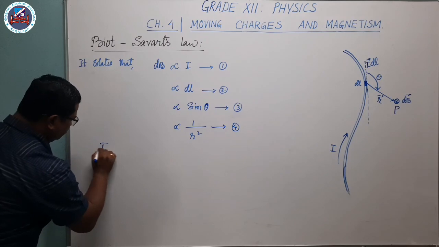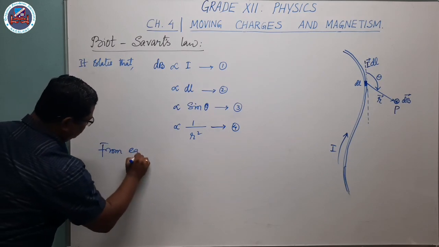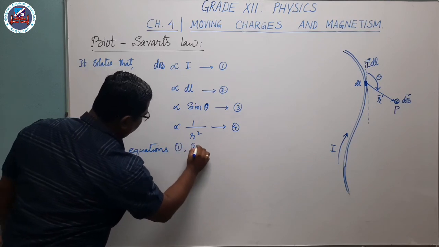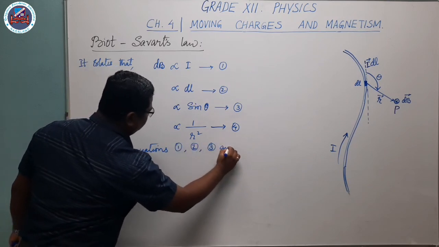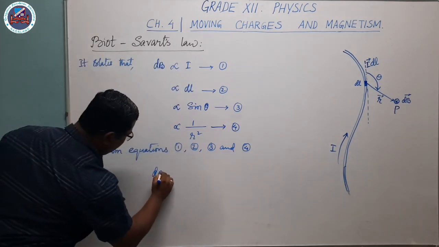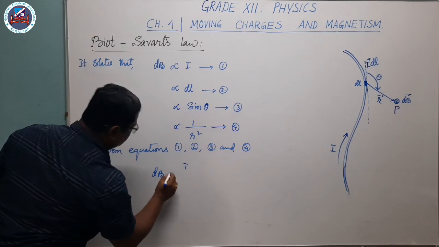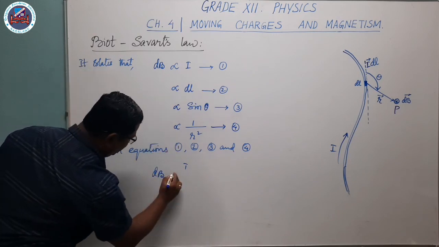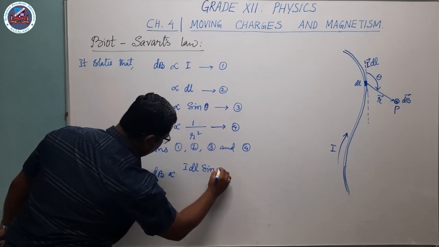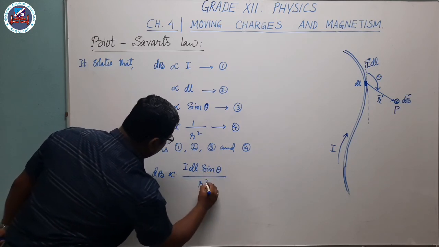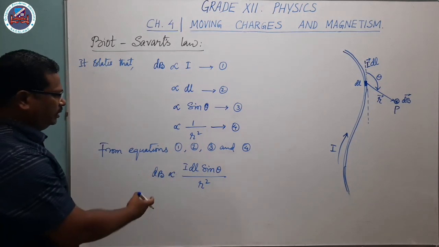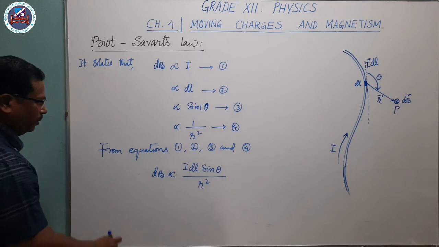From equations 1, 2, 3 and 4, we can write dB is proportional to IdL sin theta divided by r square. Downside is r square. This law we call Biot-Savart's law.